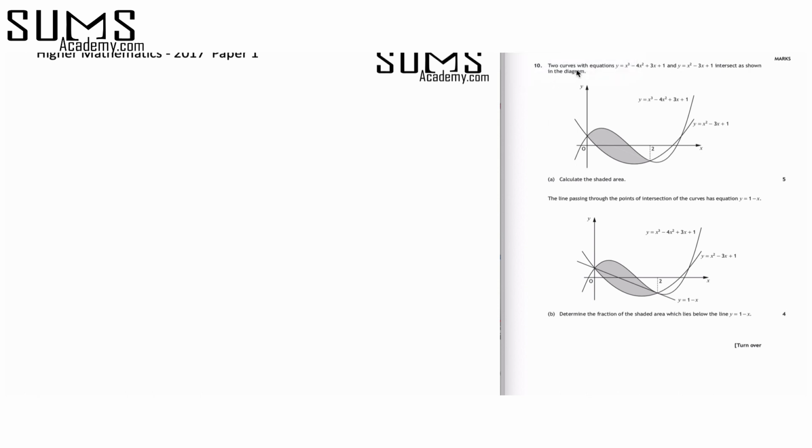Question 10. Two curves with equations y equals x cubed minus 4x squared plus 3x plus 1 and y equals x squared minus 3x plus 1 intersect as shown in the diagram, okay? And we're asked, calculate the shaded area. Okay, so this is going to be an integration question.